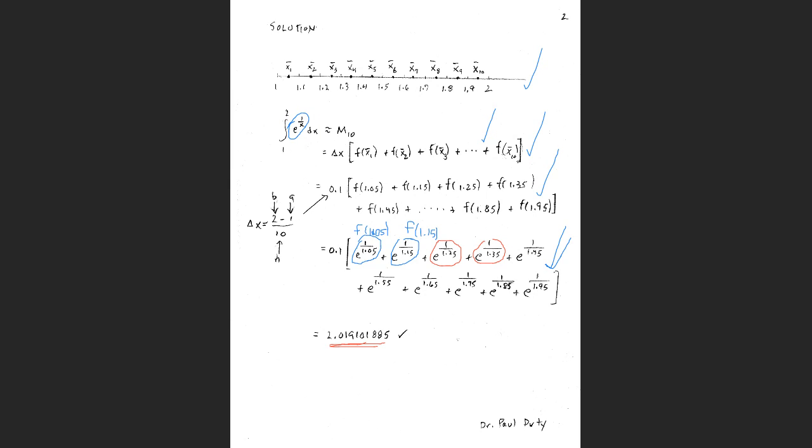So the integral from 1 to 2 of e to the 1 over x power dx is going to be approximately, it's approximately equal to this value, 2.019101885. Are there any questions up to here?